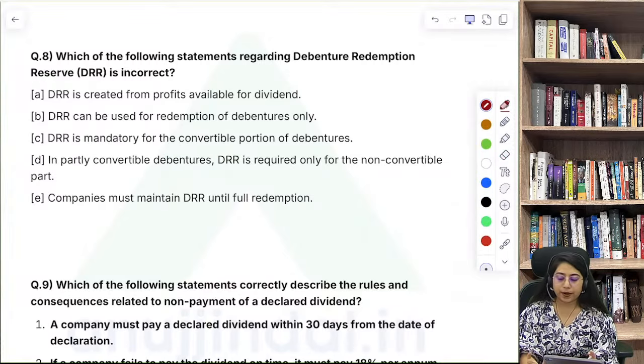So DRR is a mandatory reserve that certain companies have to create out of their profits to ensure that money is available for redeeming debentures when they mature.